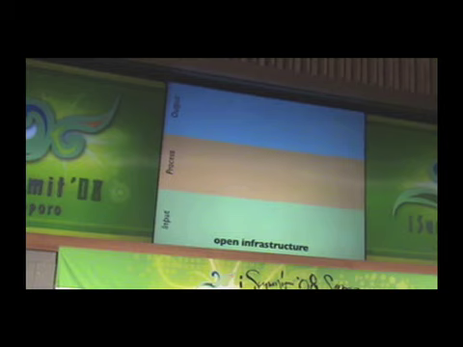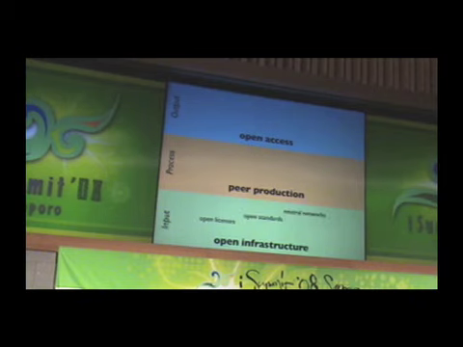Now, in the commons field, in the input field, we have open infrastructure. So what is the infrastructure that's required in order to free up this input process? In process, we have peer production. And in output, we have open access. So open access to all those materials that have been refined by a community and then published. Now, this is just a couple of the kinds of concepts that people are working on, and there are many.